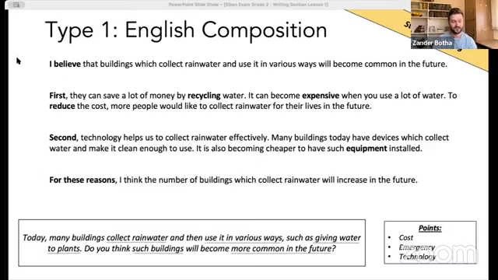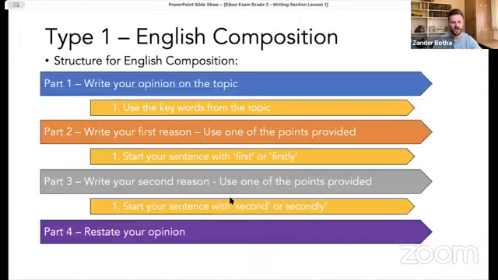That's how you do the writing task number 2, the English composition in the Eiken exam, specifically the one for grade 2. Now let's quickly one more time review the structure for the Eiken exam. Part number 1 is you write your opinion on the topic. Make sure that you use the keywords from the topic.